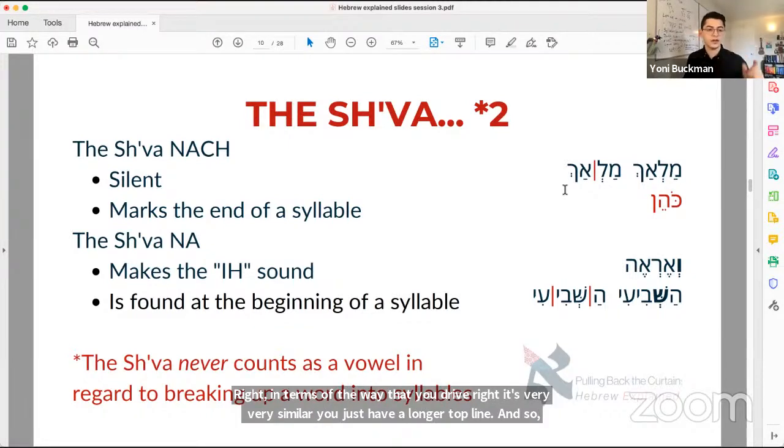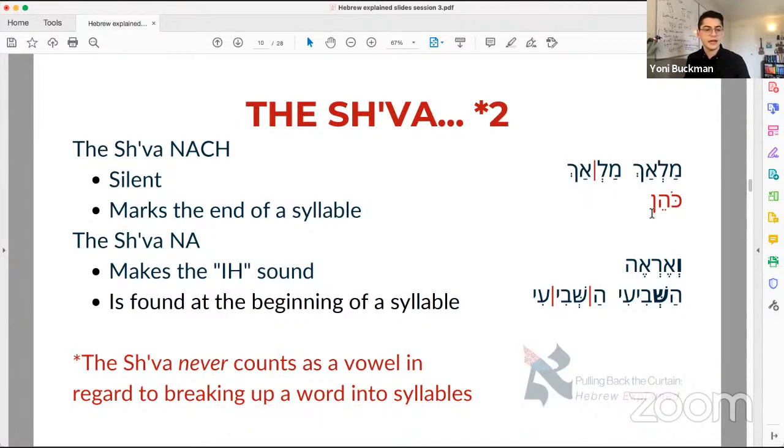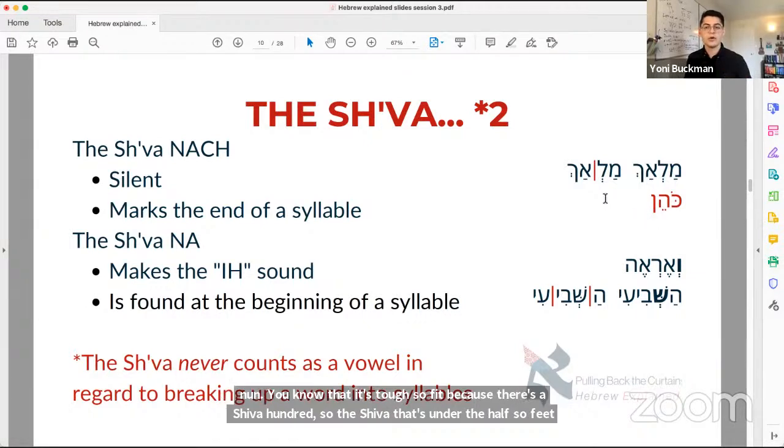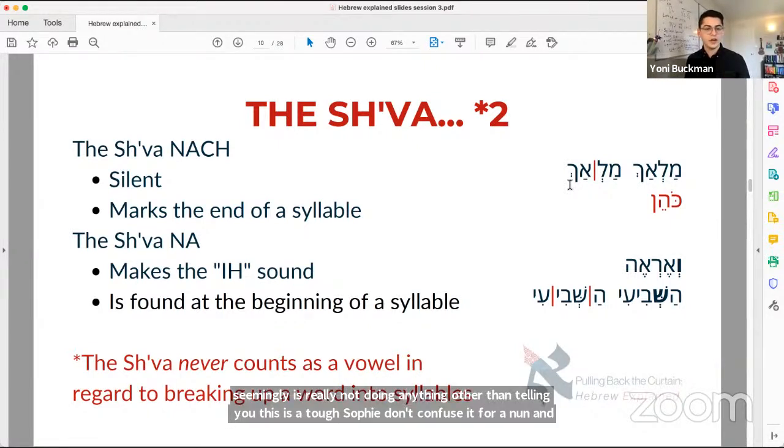So the shva that's under the chaf sofit, or that's within it seemingly, is really not doing anything other than telling you this is a chaf sofit. Don't confuse it for a nun, just in case I spilled a little too much extra ink on the nun sofit of kohen or too little on the chaf sofit of malach. So you'll see a lot of words that have a chaf sofit at the end. They'll have the shva under it. It's one of the only times that you'll see the shva nach marking the end of a syllable. It's obvious that it's the end of the syllable because it's the end of the word.